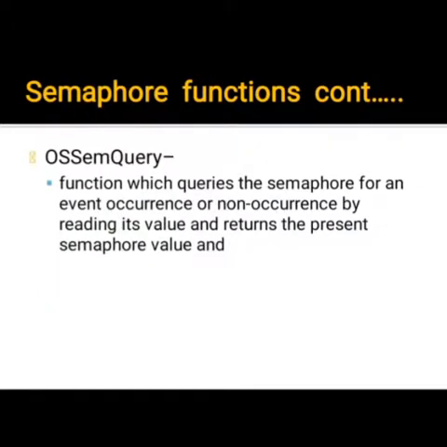Next is query. It is used to obtain the internal data of the semaphore structure. That is, the function queries the semaphore for an event occurrence or non-occurrence by reading its value and returns the present semaphore value. The semaphore value does not decrease.